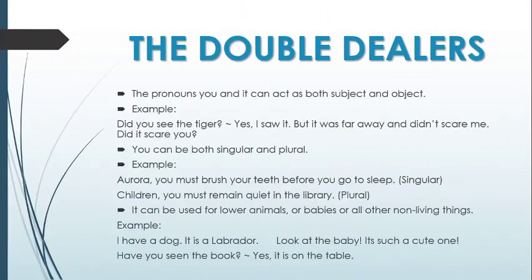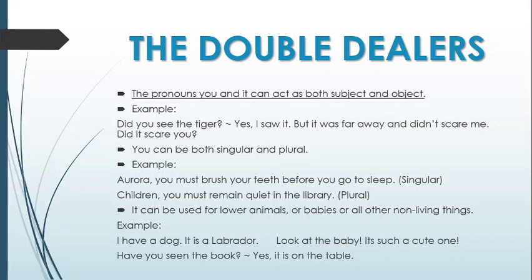Now let us move on to the double dealers. If you have noticed, we skipped two particular pronouns in the previous two lists, you and it. It is because they act as the double dealers. The pronouns you and it can act both as subject and as object. For example, did you see the tiger? Yes, I saw it. But it was far away and didn't scare me. Did it scare you? So you see, did you see the tiger? Yes, I saw it. It is used here as an object pronoun.